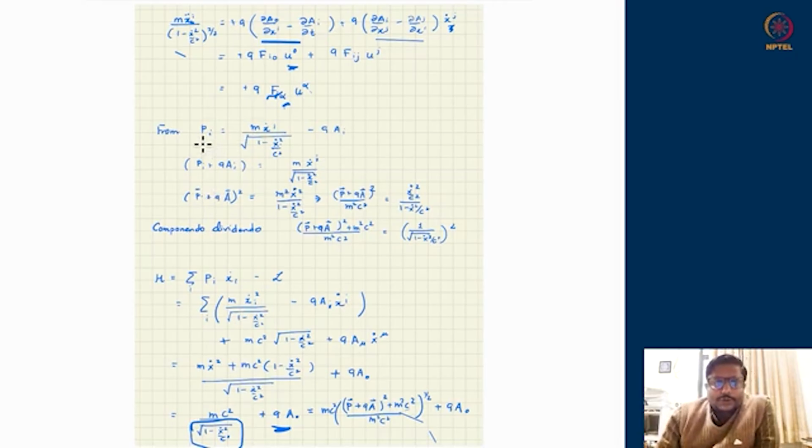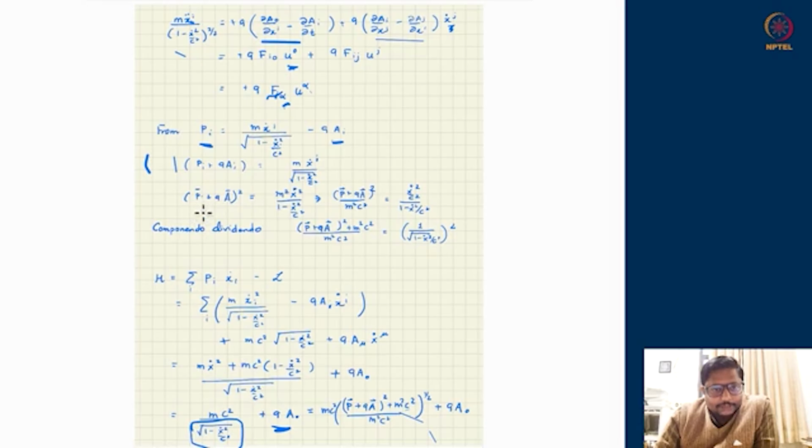The conjugate momenta corresponding to xi is already available with us from the del L upon del xi dot term, which is this. What I'm going to do is convert all the xi dots which are appearing in the Lagrangian in terms of their momenta. I take this qai term to the left hand side, so I will be left with m xi dot upon the square root term. This is the ith component on both sides. I multiply one more (pi plus qai) on the left hand side, as a result I will be multiplying m xi dot and the square root quantity on the right hand side, and then I sum over all the i's.